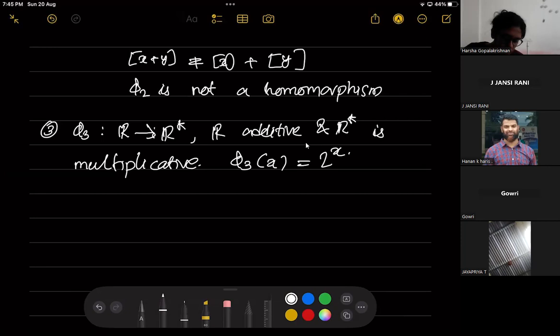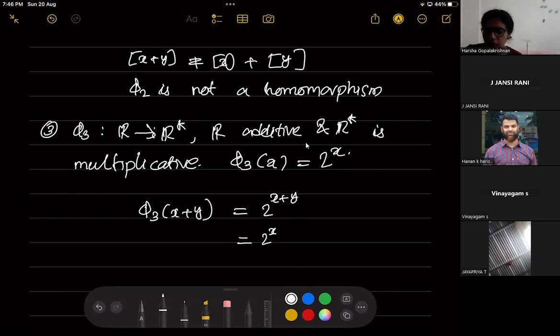The thing we need to prove is phi 3 of x plus y. Yes, ma'am, it is a homomorphism. Yes, it is a homomorphism. So let's write it formally. Phi 3 of x plus y is by definition 2 power x plus y. We can write it as 2 power x into 2 power y. Since R star is under multiplication, we can write this as phi 3 of x into phi 3 of y.